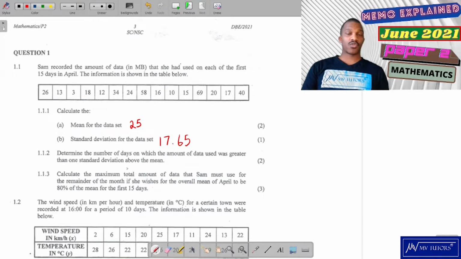So over here, what does this question want? We are told it's 1 standard deviation above the mean. So here we are dealing with a standard deviation and a mean. What does that mean? 1 standard deviation above means we add them up. So we're going to add the standard deviation to the mean. The standard deviation is 17.65 plus the mean, which is 25.